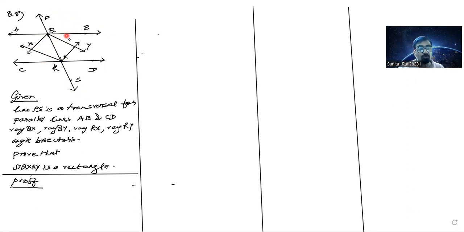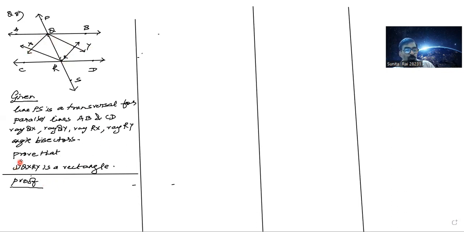I hope everybody knows what an angle bisector does. It divides an angle into two equal parts. Like when I say QX is a bisector, it means angle AQX and angle XQR are equal. When I say QY is a bisector, it means angle BQY and angle YQR are equal. When I say RY is a bisector, angle QRY and angle DRY are equal. When I say RX is a bisector, angle CRX and angle QRX are equal. These are the angle bisectors.